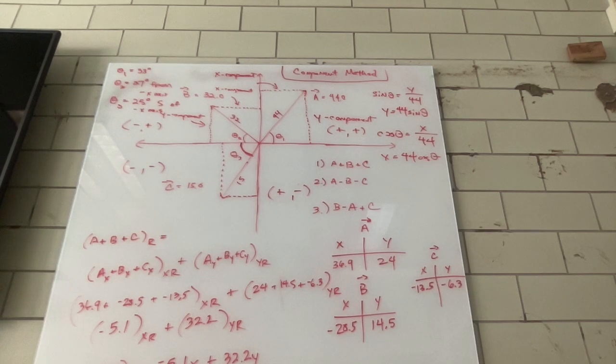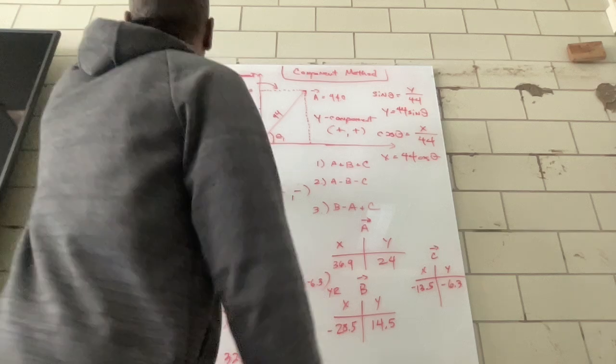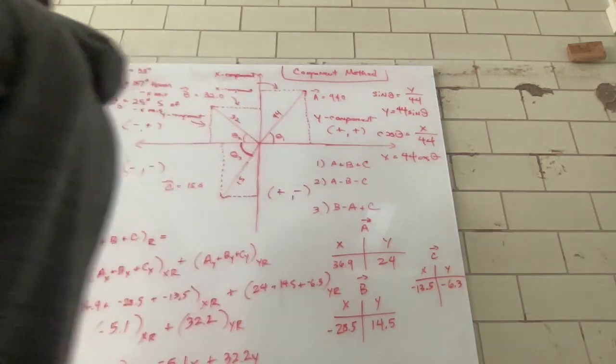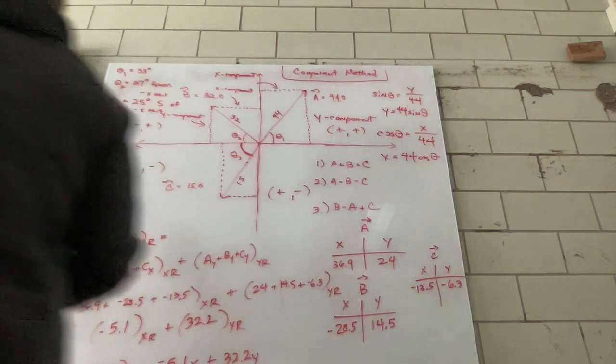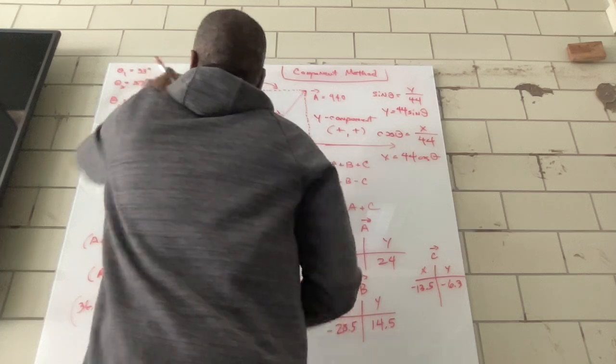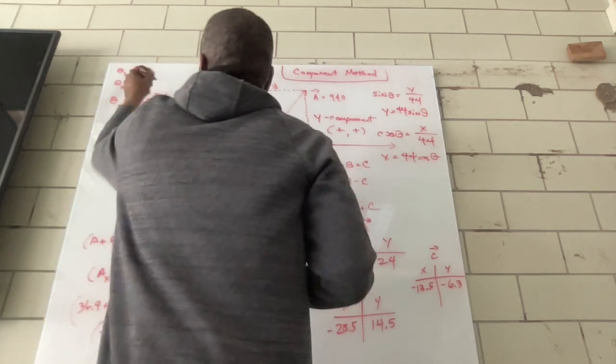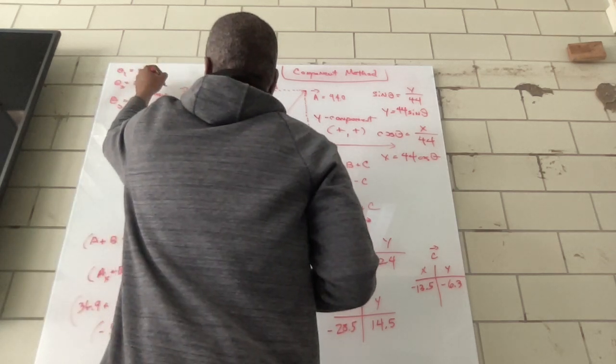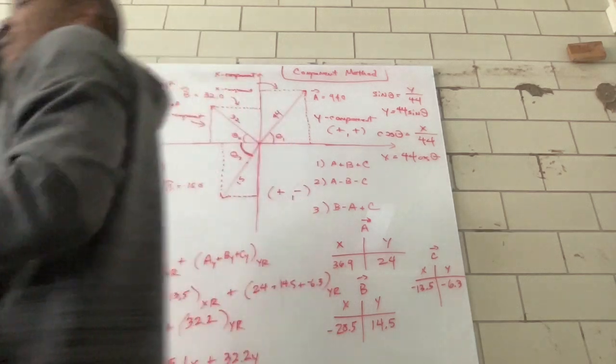I guess I should have said here, I should have put north right here. 27 degrees north of negative x-axis.